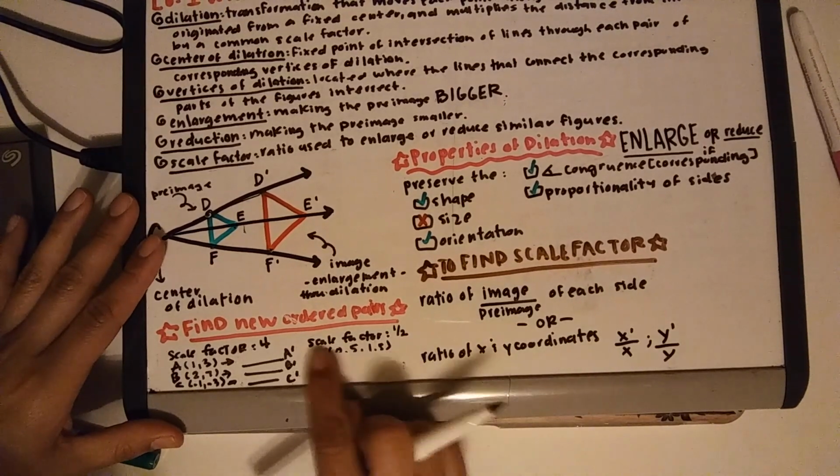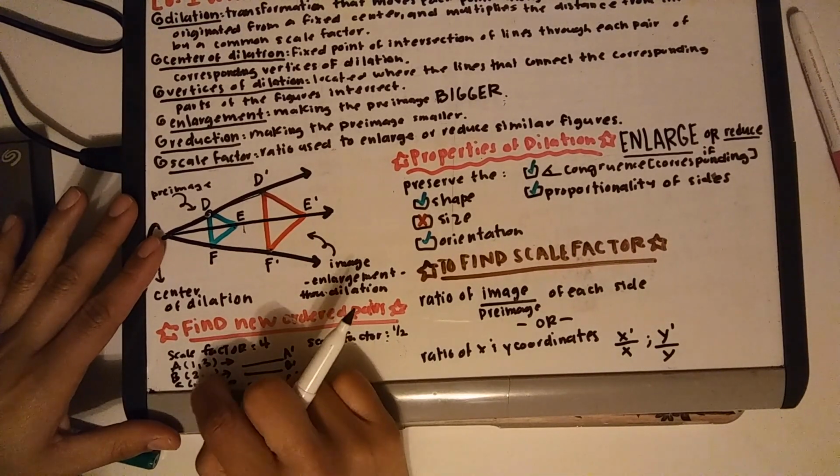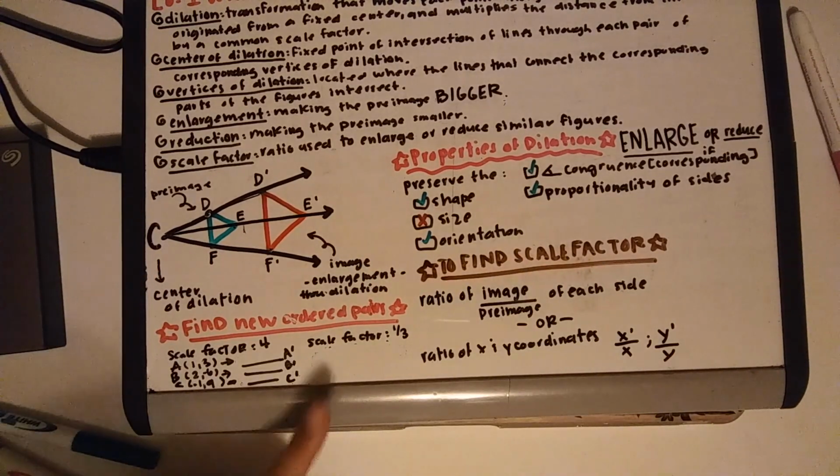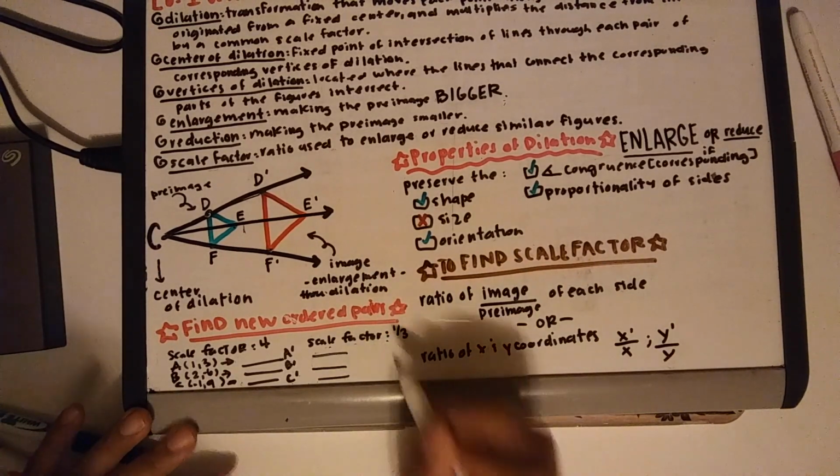Okay, let me go ahead and give you a different scale factor for this one. Go ahead and give me A prime, B prime, C prime with that scale factor.